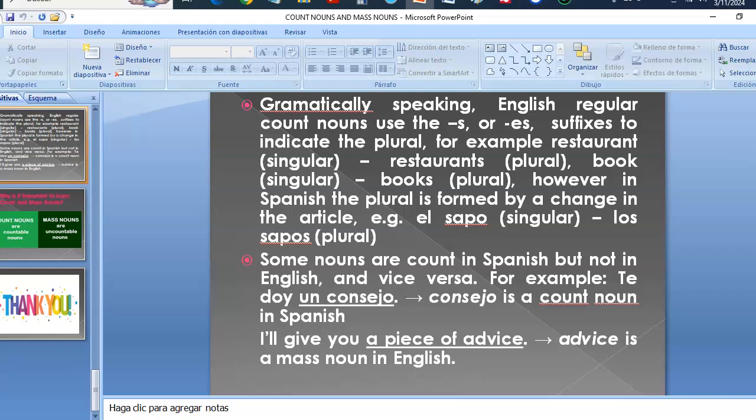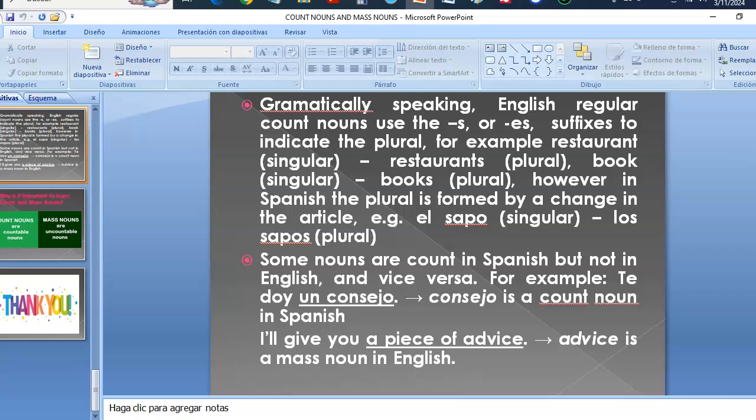From a grammatical standpoint, when we talk about English regular countable nouns, we say that these are the type of nouns that require the use of suffixes like s or es at the end to make the plural. For example, if we add the s suffix at the end of restaurant, we make the plural restaurants, and the same thing happens with books. However, in Spanish, the plural is formed by making the change in the article, in this case, the definite article. By changing the definite article el for los, we have the plural of sapo. In this case, el sapo becomes los sapos in plural.